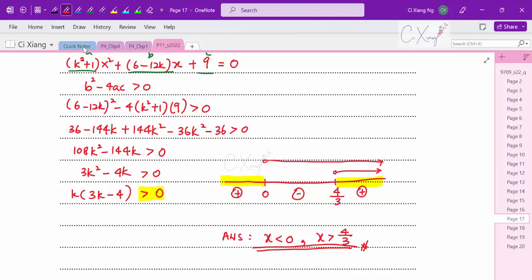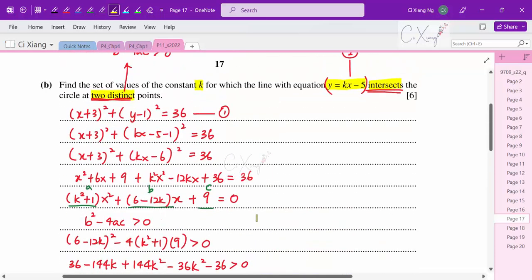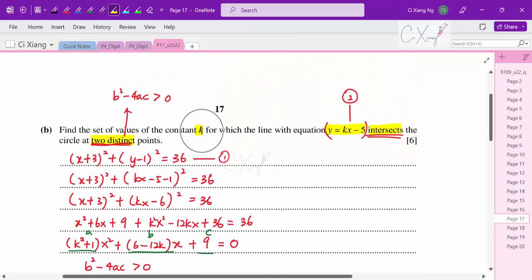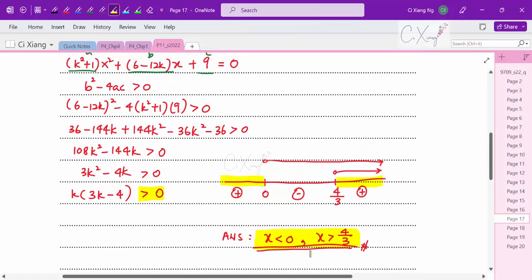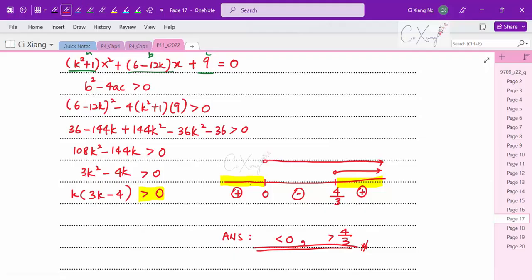Okay, so this is the answer, the range, the set of values for the constant k where the line intersects with the curve at two different points. Sorry, I think I made a mistake here. I shouldn't write x here because our inequality is in terms of k, right? So our answer should also be in terms of k. So k smaller than 0 and also k greater than 4 over 3.